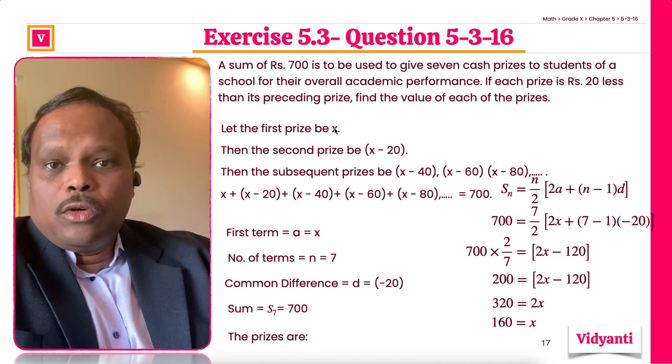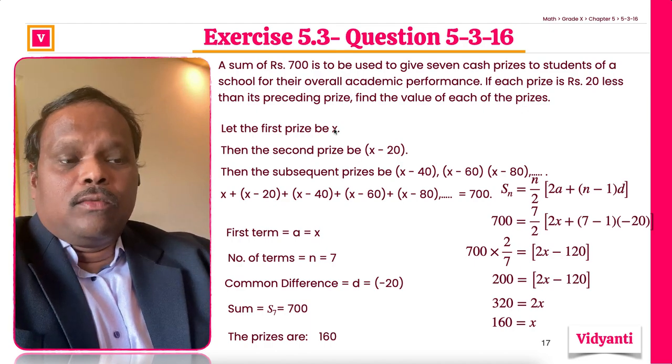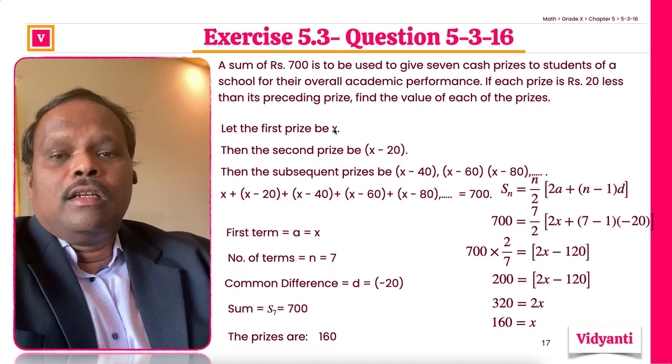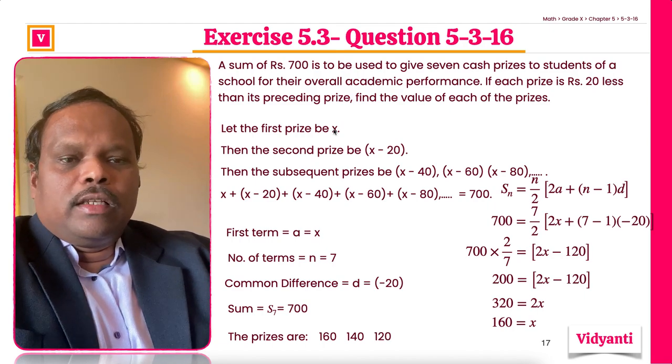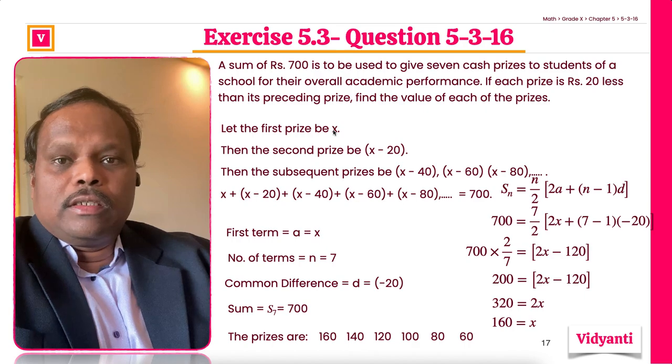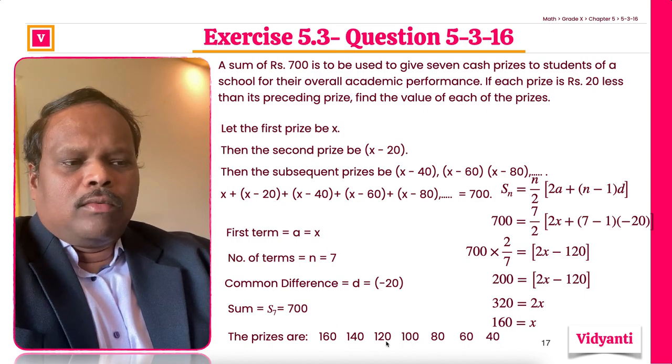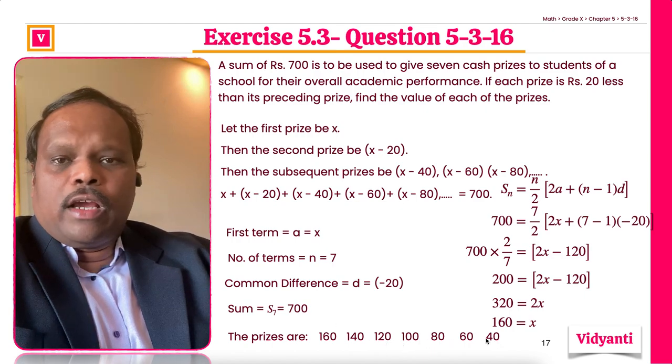So the first prize is going to be 160, the second one will be 20 less than that, so that would be 140, and then we'll continue this scheme for the first 7 prizes. Well, we have 7 prizes.